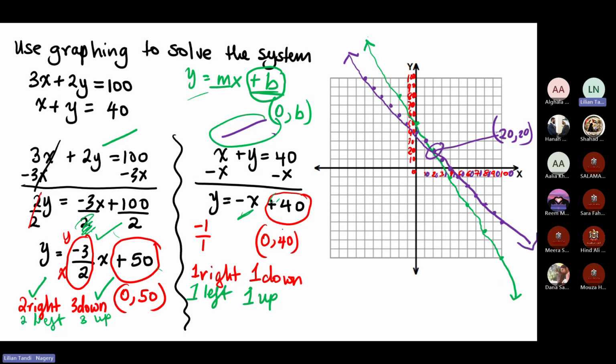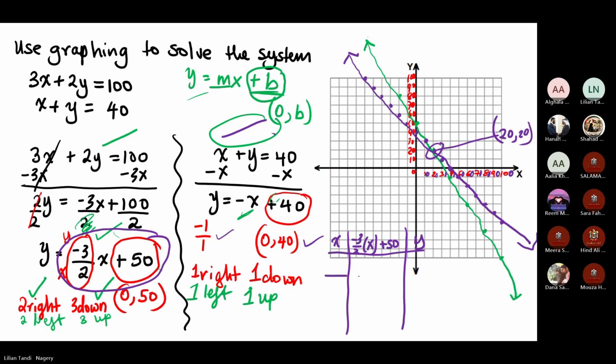Now, if you don't want to do this method of rise over run and y-intercept, then make a table. Get 2 or 3 points, put here x, put here y, put there the equation you have: -3 over 2 (x) plus 50. What numbers do you have on x? You choose whatever. Put there 10, put there 20, and 0. So actually you should have started with 0. I am showing you a different way.